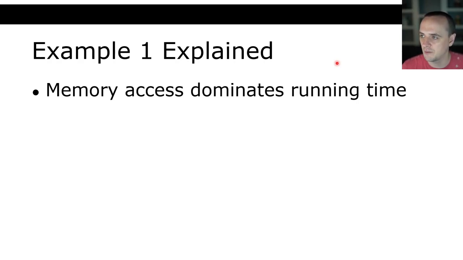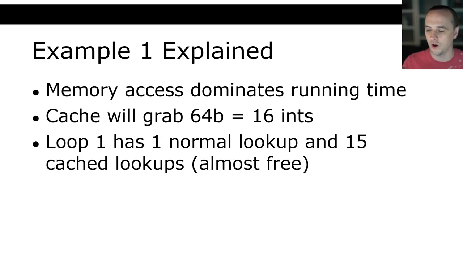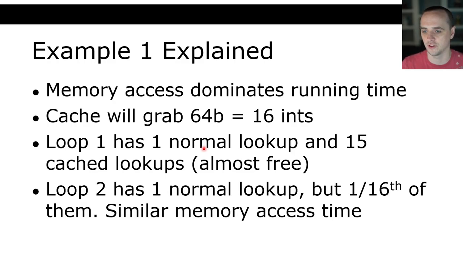Okay, so here's just a slide on what I just said. Memory access dominates the running time of that function that we just showed. The cache will grab 64 bytes at a time, which is 16 integers. Loop 1 has one normal lookup and 15 cache lookups. So the lookup time for example 1, for k equal to 1, is almost free for most of the lookups. Loop 2 has one normal lookup, but only 1/16 of them. And so it has similar memory access time because it has the same number of cache misses.